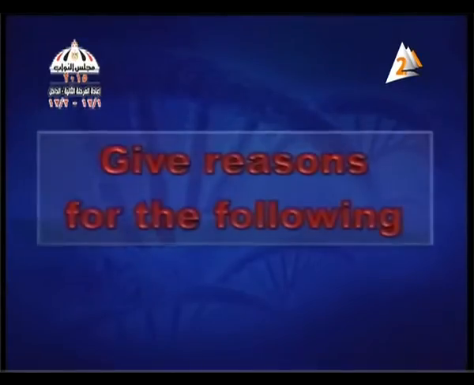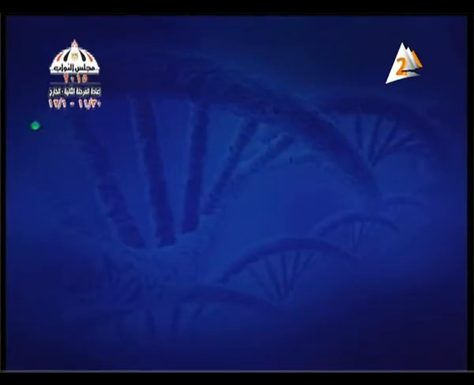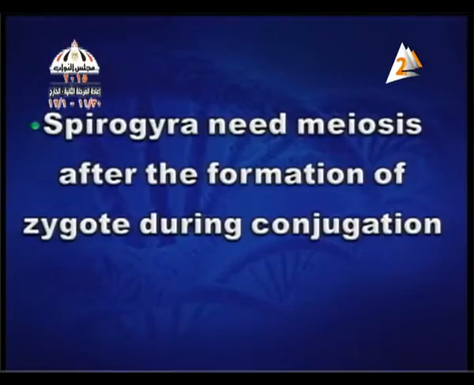I am going to answer some questions about this part of the lesson, which is sexual reproduction and its methods. Let's start. Give reasons for each of the following. First, Spirogyra needs two meiosis after formation of zygote during conjugation.